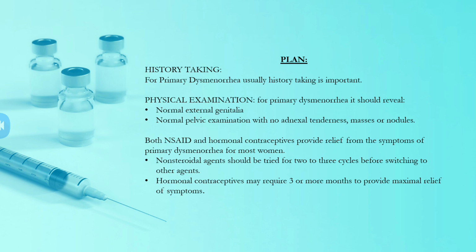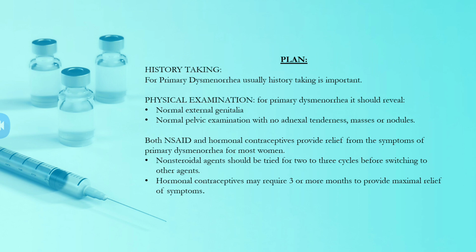This also explains the rationale for using anti-inflammatory drugs such as NSAIDs, which inhibit prostaglandin synthesis, and the combined oral contraceptive, which minimizes the progesterone increase typically seen in the luteal phase. So both NSAIDs and hormonal contraceptives can be used to relieve the symptoms of primary dysmenorrhea.